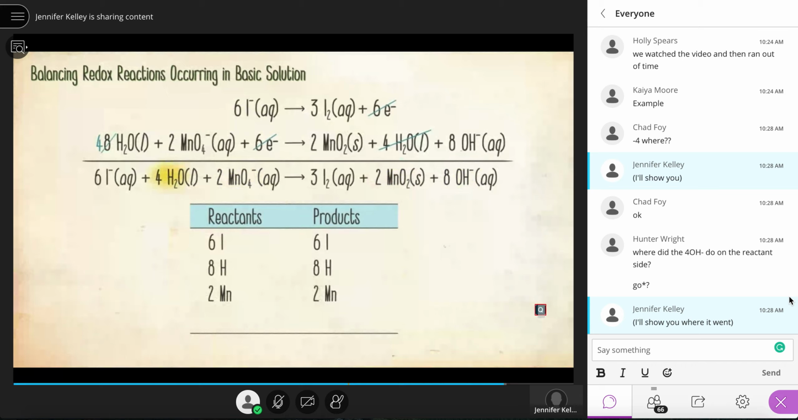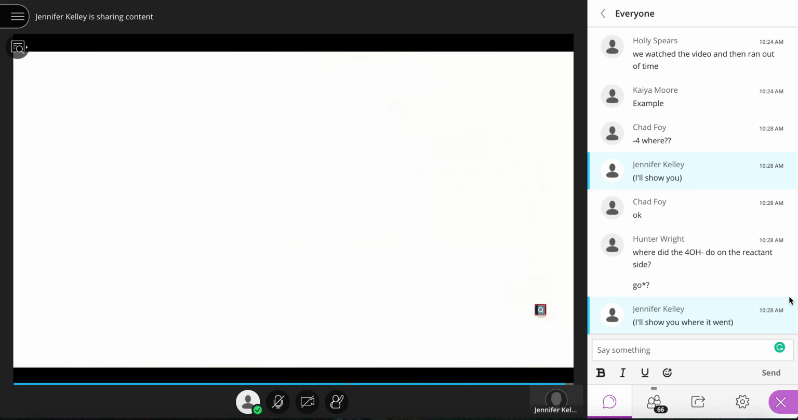For oxygen, you have 4 from H2O and 8 from the 2 MnO4, which gives you 12 on the reactant side. On the product side, you have 4 from the 2 MnO2s plus 8 from the 8 OHs, which also gives you 12. Lastly, check the charge. The total charge must balance out on each side. On the reactant side, you have 6 I minus plus the 2 MnO4 minus. So the total charge on the reactant side is -8. On the product side, you just have the 8 OH minus, which is also -8 charge. So the charge is the same on both sides. The equation is balanced.